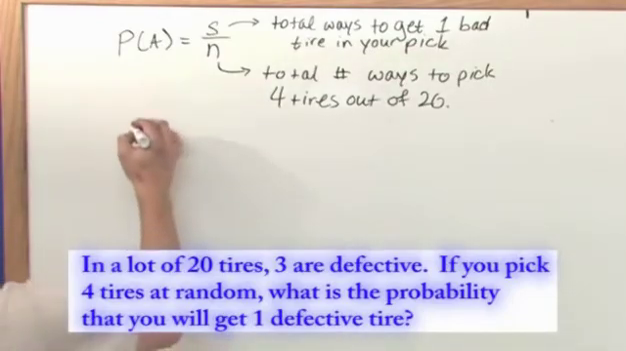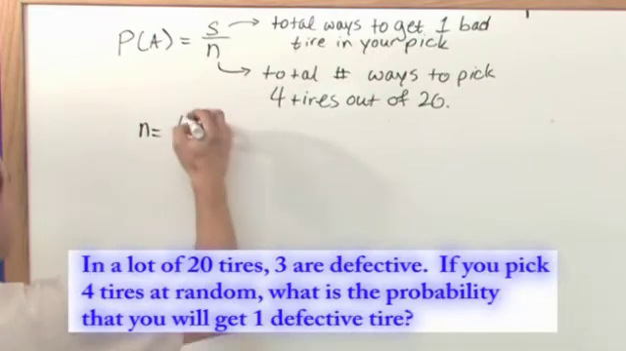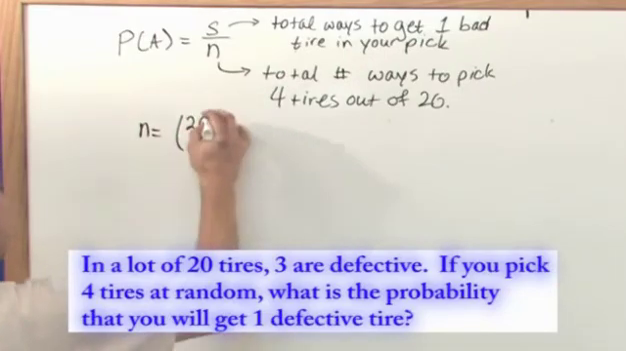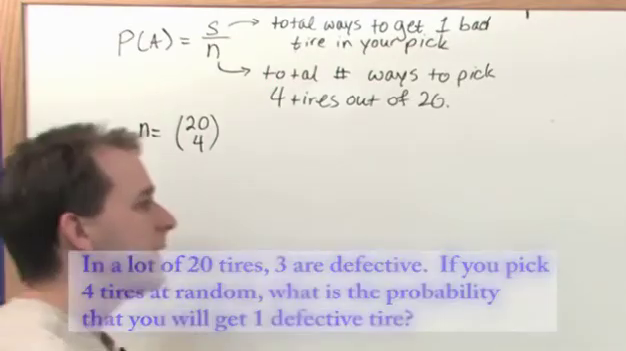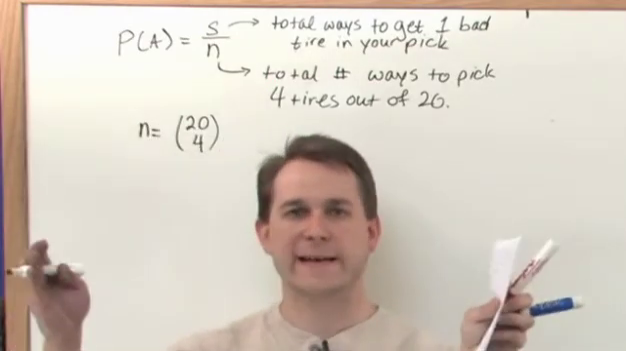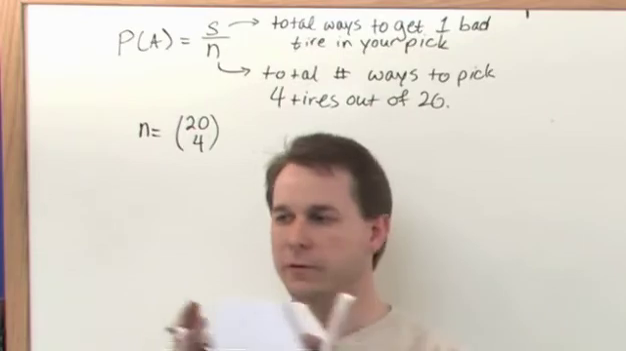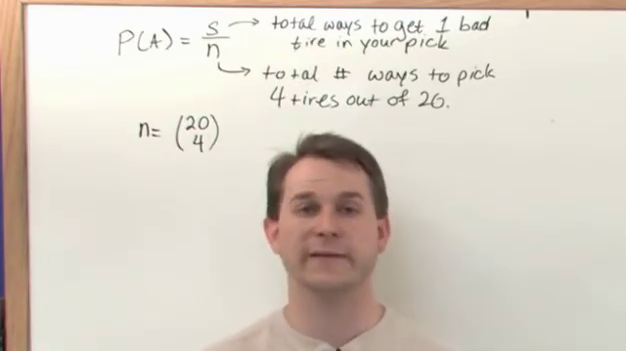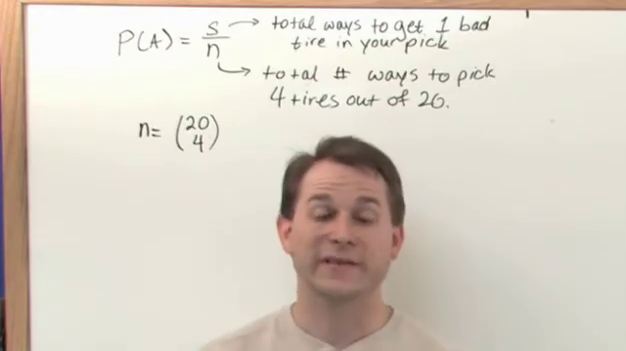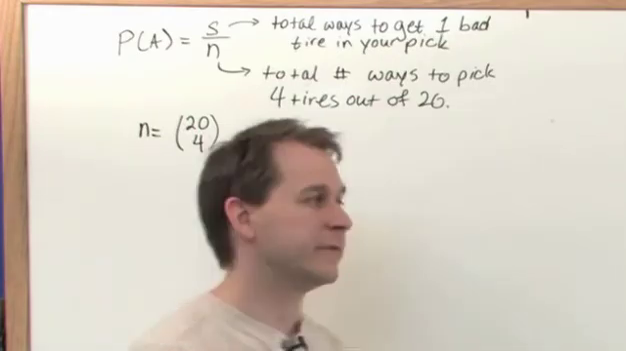So to calculate the total number of ways I can pick the tires, that's just going to be the combination of 20 with 4, because there's 20 tires total and I'm picking them 4 at a time. So if I had 20 tires stacked down in a row, I could pick these 4 or these 4 or these 4 or maybe 2 from over here and 2 from over here. There's lots of different ways I can pick these tires, and the order does not matter. So I use combination. Okay?